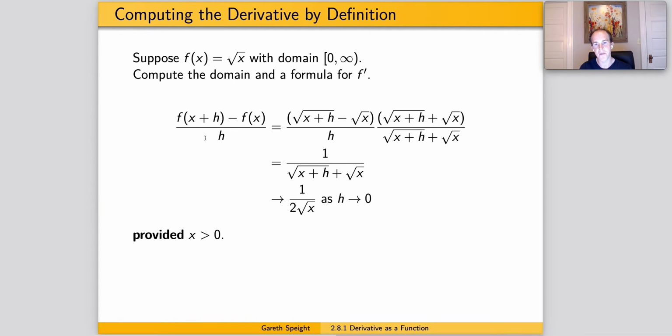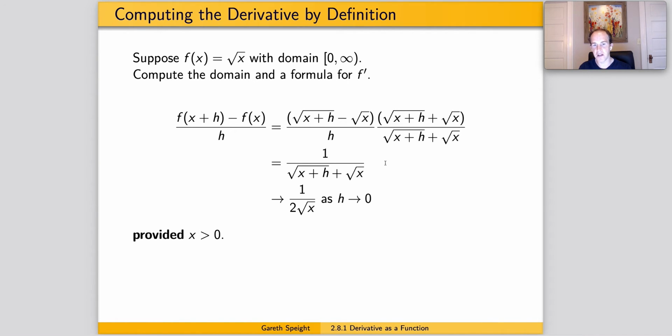and hopefully use some tricks to simplify. So in this case, f of x plus h is the square root of x plus h. f of x is just the square root of x. So we have to simplify this. It's got square roots in, so let's rationalize the numerator. We multiply top and bottom by the conjugate. If you expand everything and cancel the h's, hopefully you can trust me that we're left with 1 over the square root of x plus h plus the square root of x.